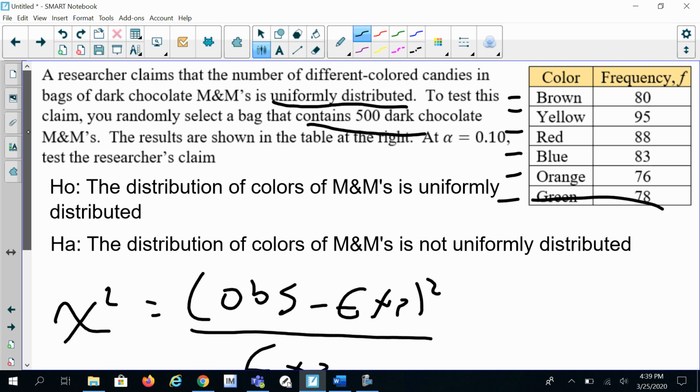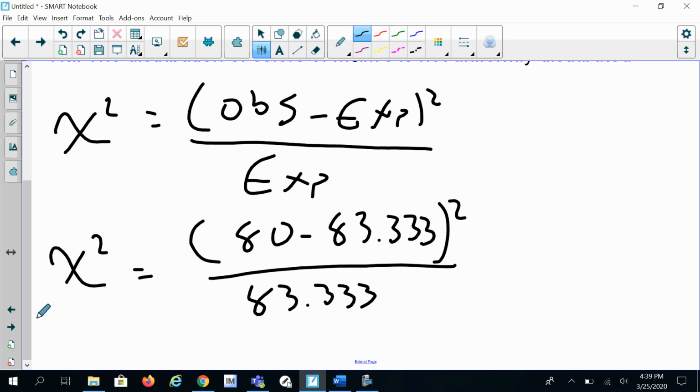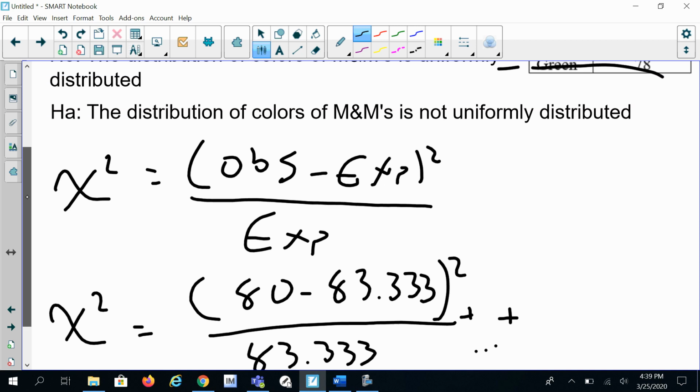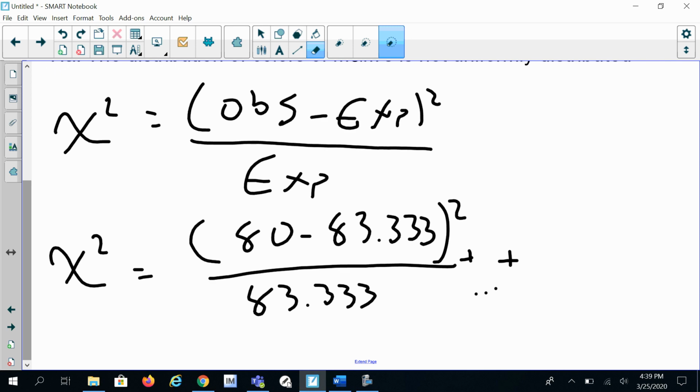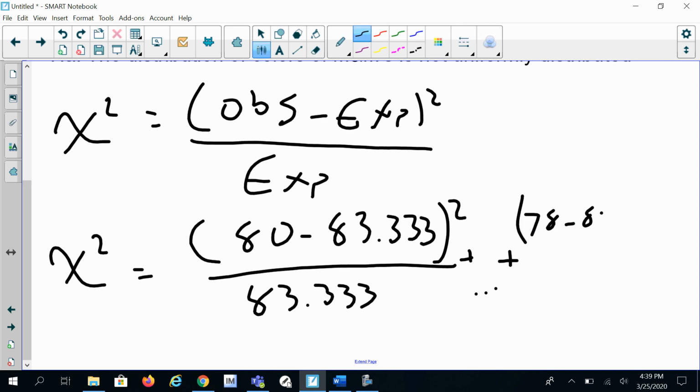We are going to type all of them in the calculator anyways, so I'm not going to bother writing it out. Instead, and you can do this for any work that you do, your workbook problems you'll have to do, just put a plus dot dot dot plus. And then my last observed is a 78. So then we'll do 78 minus 83.333 squared divided by 83.333. And that's all the work I have to show.